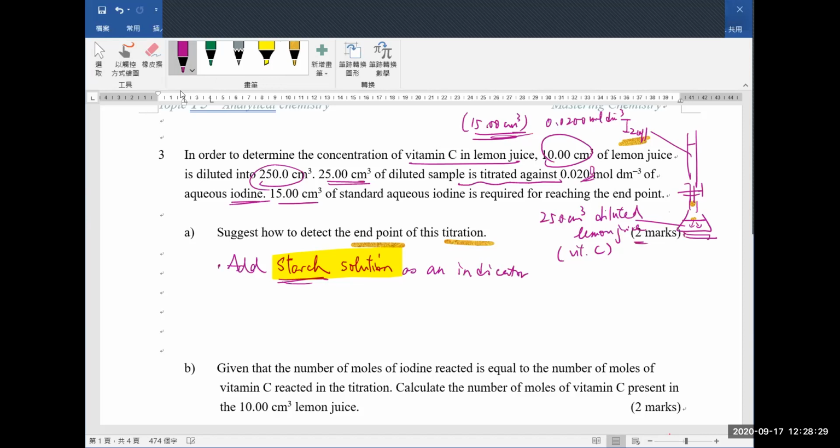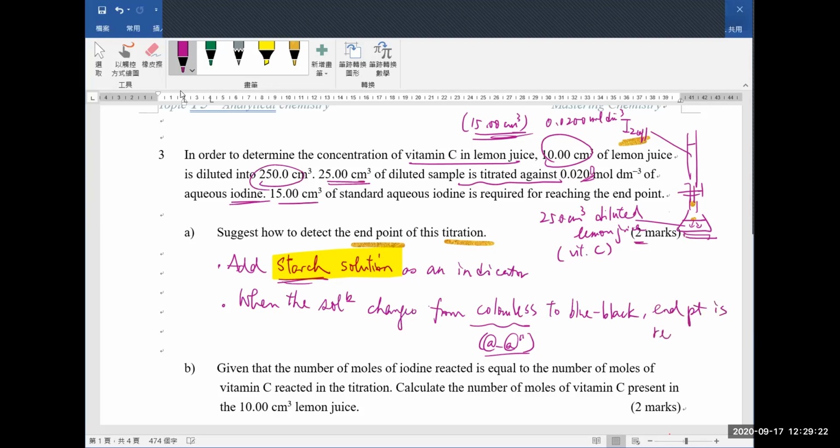2 marks here, right? Then the second point is to tell when the solution changes its color, from what to what. Originally, it is colorless. But I don't know. In reality, lemon juice very often comes with food coloring. I don't know whether or not the lemon juice is really yellow or colorless. But anyway, you write down colorless first, to blue-black. Blue-black is the indication that the end point has been reached. Is that clear?